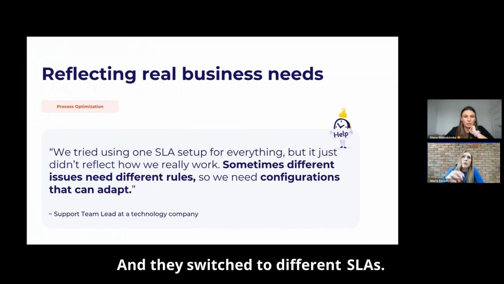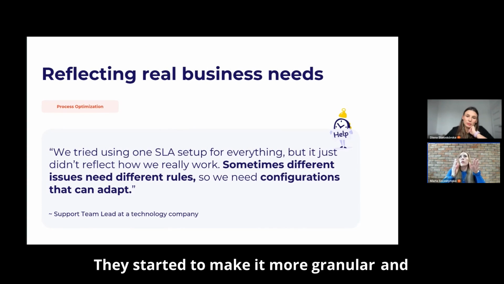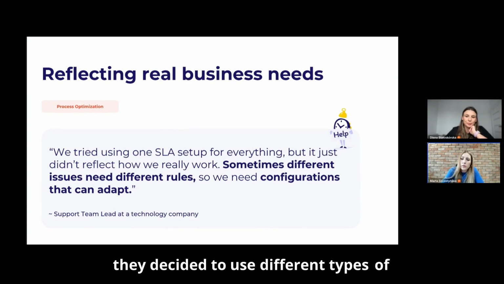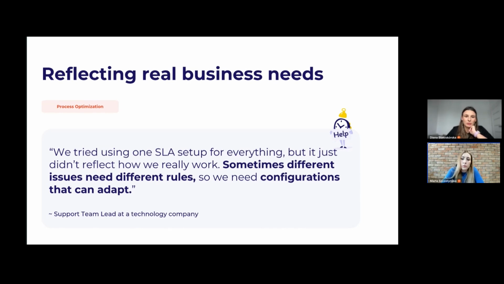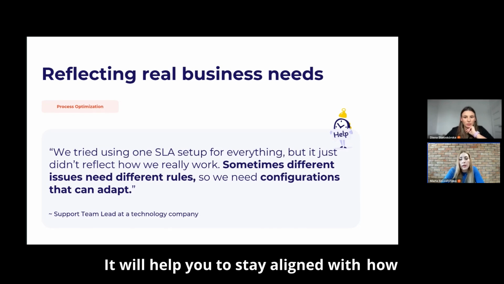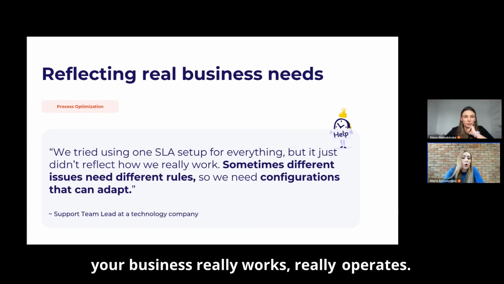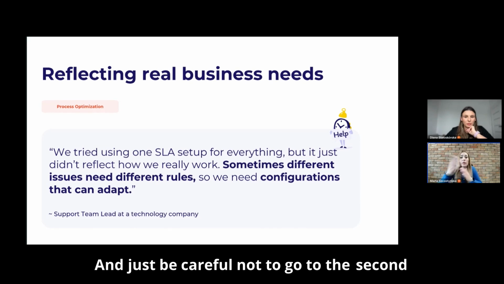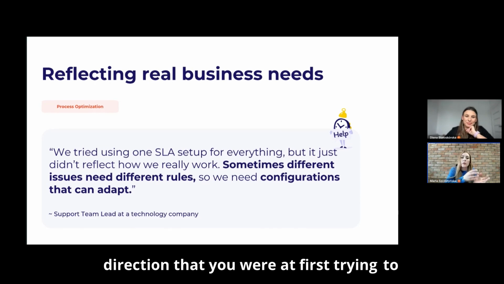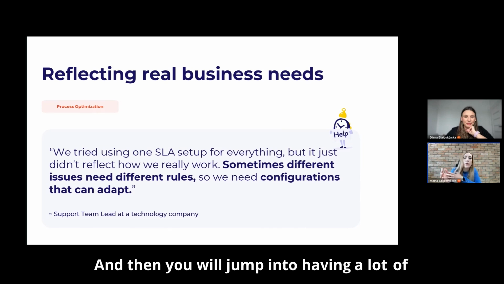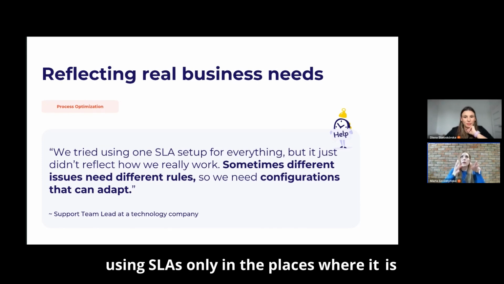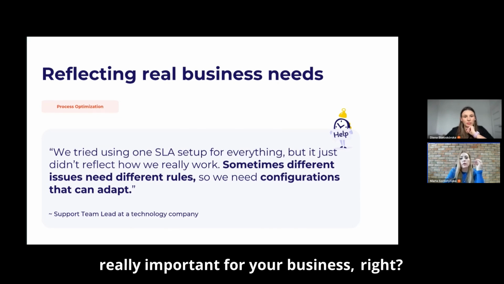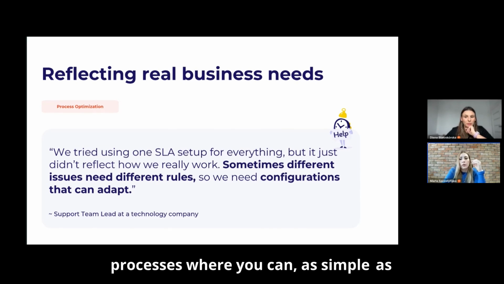They switched to different SLAs. They started to make it more granular, and they decided to use different types of issues with different priorities and different conditions, and make it a little bit more flexible. You can adapt those configurations to your real business needs, and I think that's really key. It will help you stay aligned with how your business really operates. Just be careful not to go in the opposite direction, where you first have one SLA for everything and then jump into having a lot of different SLAs. Try to use SLAs only in the places where it is really important for your business, right? And of course, try to automate your processes where you can, as simple as that.